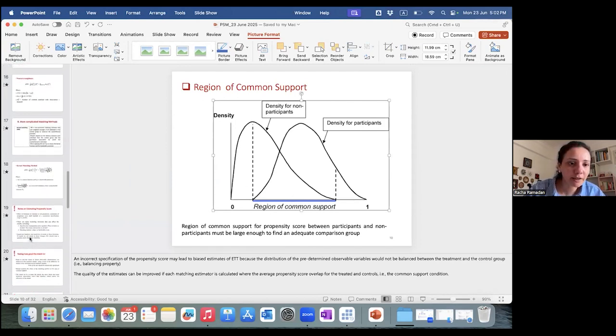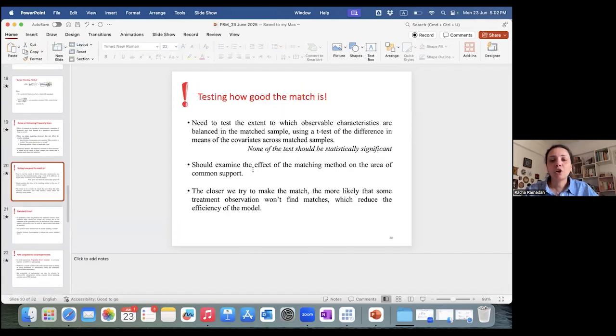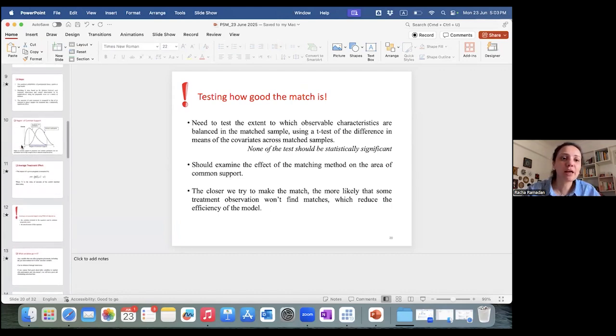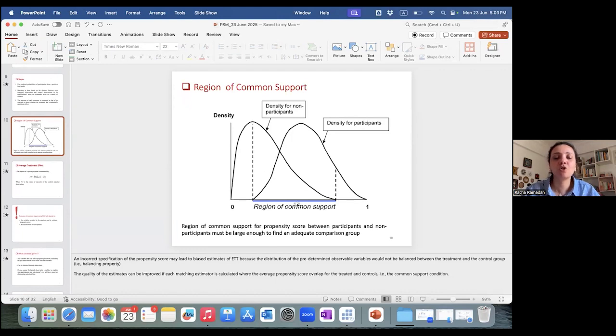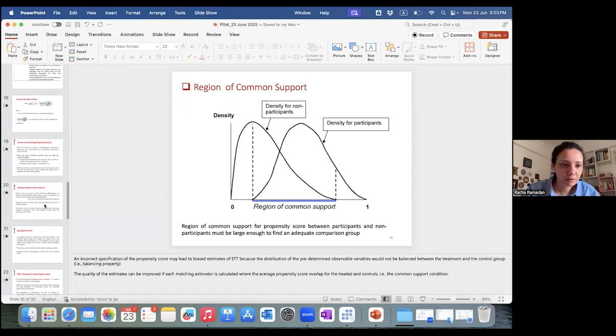And this is why, if I come back here, you should examine the effect of the matching method on the area of common support. Whatever variables you choose and the matching methods you choose, you need to check how this would affect your region of common support, because it is here that you will start comparing between your treated individual and your counterfactual individual.